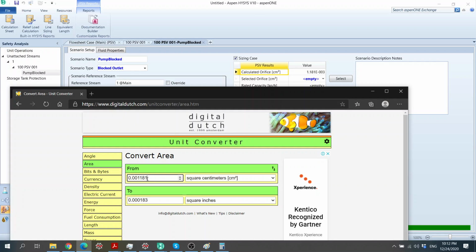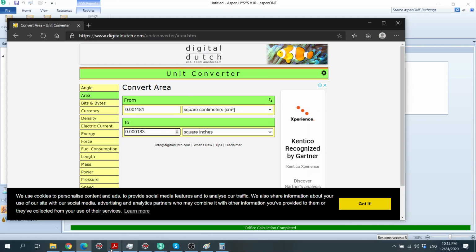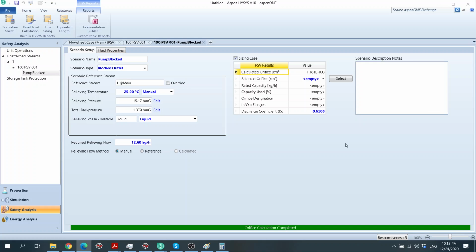0.001181. Okay, so it's supposed to be a very small one, and then this small one is square inch, and then if we calculate the diameter, how much is that? That one I don't know, but we know that it's going to be small, because we have a higher relieving pressure here, which I don't know how to edit.